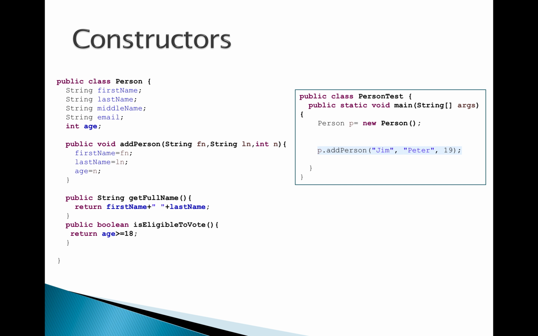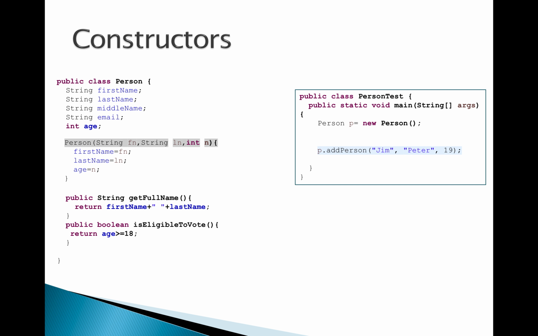So here the public void addPerson is going to be replaced with just Person, where this Person is nothing but whatever you have as the public class name. That same name you have to have as the constructor name. So here we are changing our instance method to a constructor. All the other things remain the same.